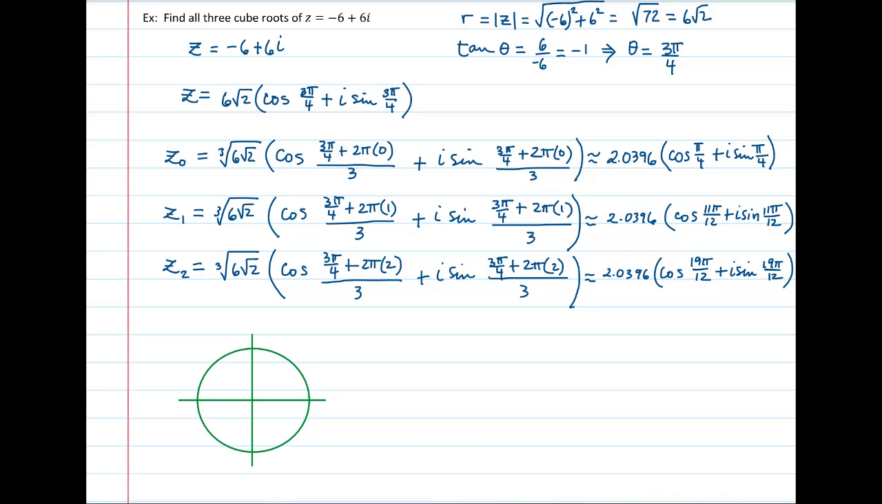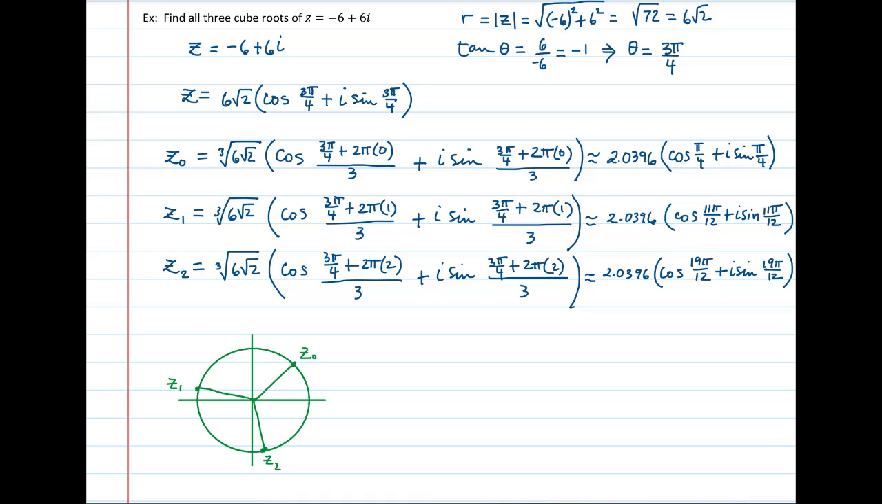And if you were to keep going here, guys, if you were to do z3, z4, and so forth, you're going to start repeating the others. So that's why the formula is given to you that way, because these are the distinct roots. And if you kept iterating that k, and in this case, kept going z3, z4, you're going to see that z3 is actually the same thing as z0, z4 is the same thing as z1, and it starts repeating those first 3. Notice how I did approximate that cube root of 6 square root of 2, and that was 2.0396, and we get that.